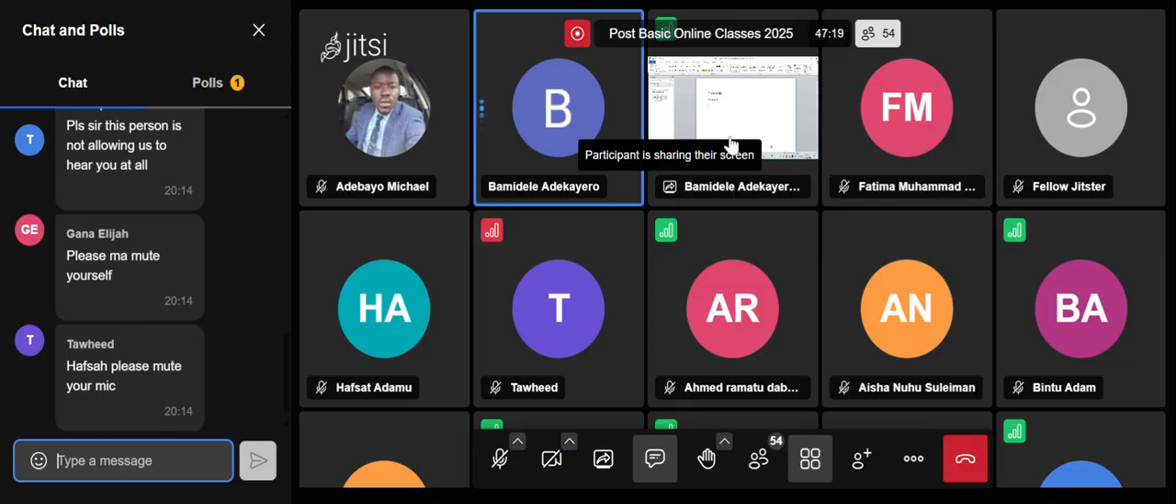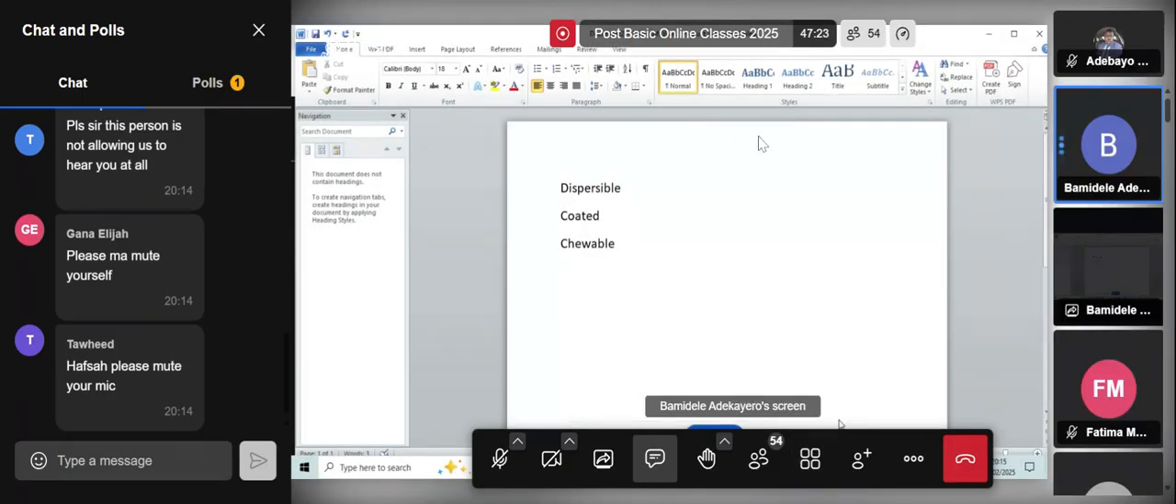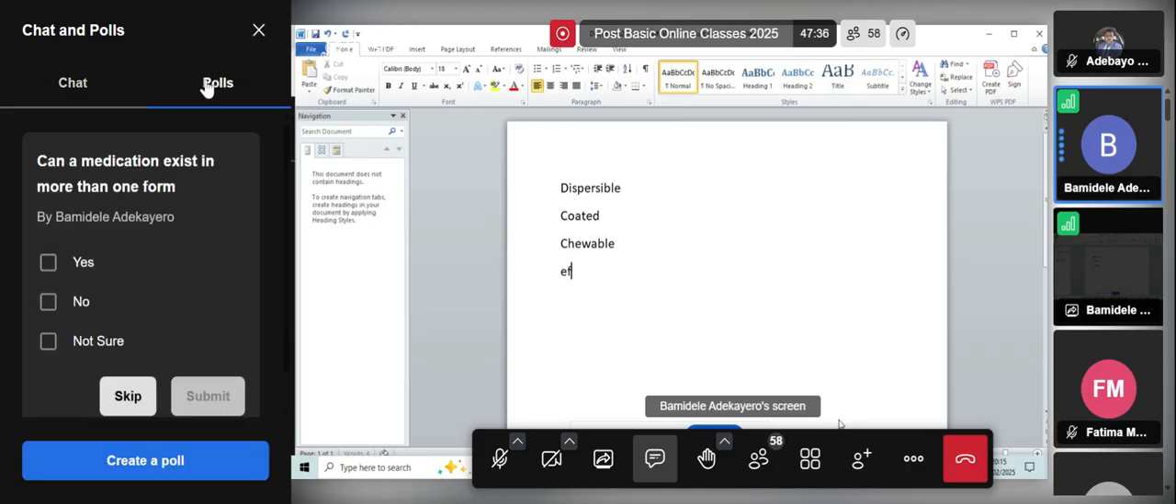Then we have another one that we call chewable tablets. These are tablets that you need to chew. You chew them in the mouth because we want the action. We want the tablet to be dispersed in the mouth before it gets to the stomach or the small intestine. Then we have some that are called effervescent tablets.